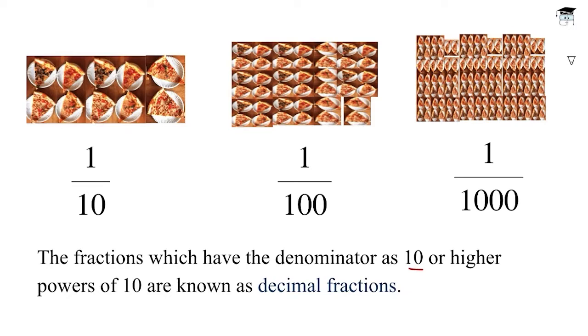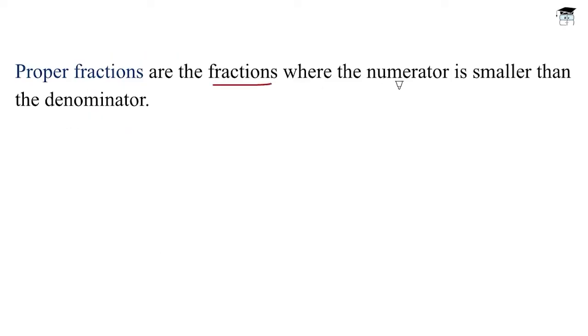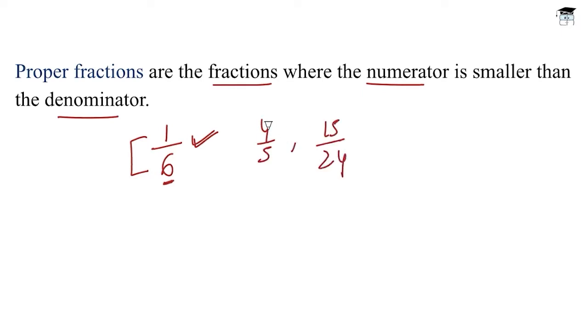Till now, whichever examples we saw, all these are proper fractions. Proper fractions are the fractions where the numerator is smaller than the denominator. Taking out one pizza slice from a pizza which is divided into 6 pieces is an example of proper fractions because the numerator 1 is smaller than the denominator 6. Other examples of proper fractions are 4 by 5 and 15 by 24 because the numerator 4 is smaller than the denominator 5 and the numerator 15 is smaller than the denominator 24.